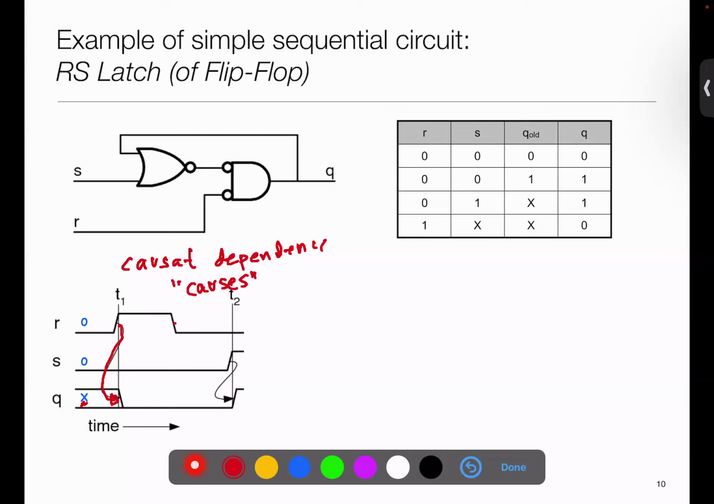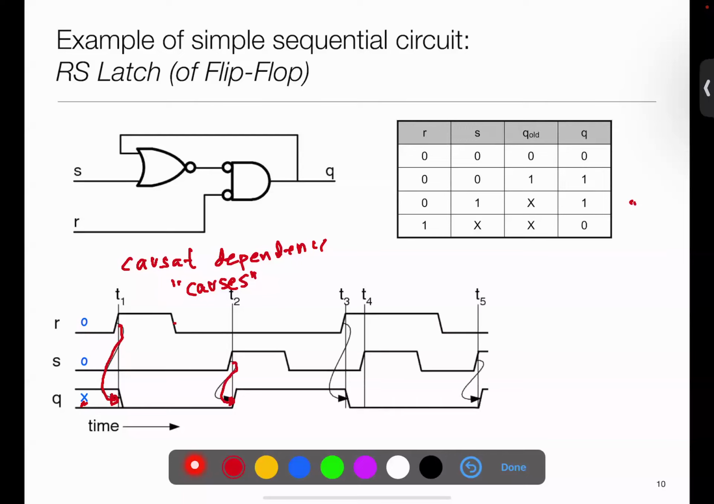Then at t2, S becomes high. R is 0, S becomes high. So we are in this row, and therefore Q will become 1. And that's why you are seeing Q become 1. And so again, we have this causes kind of arrow out here. And keep moving like this. Again, after a while, maybe R goes high, and then S goes, and so on and so forth. So given some evolution of R and S over time, you can draw what happens to Q. And that's what we are seeing out here.